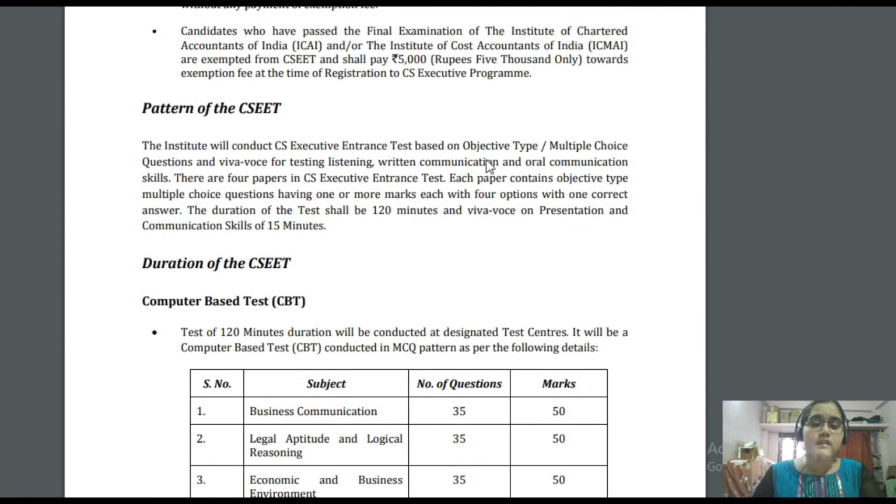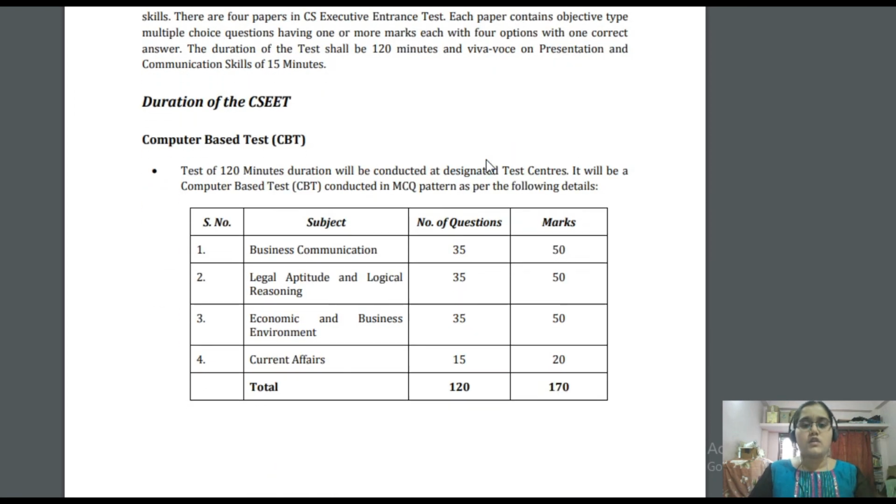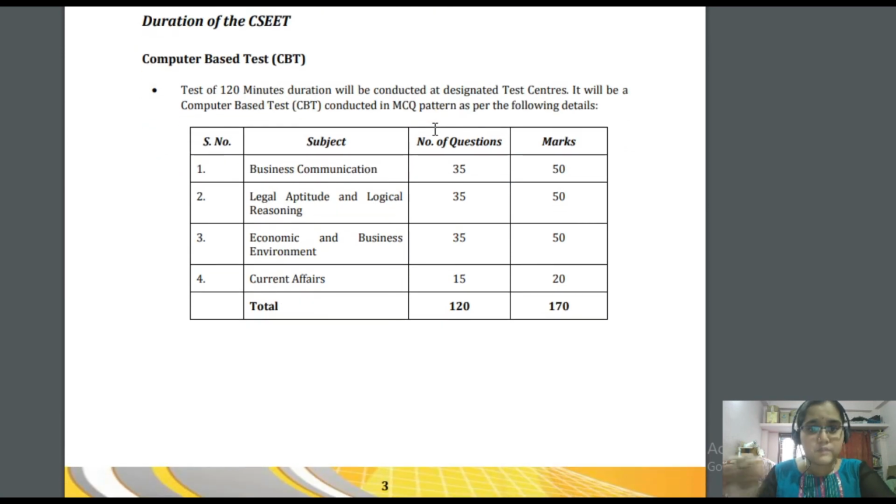Okay, and here what is the pattern of the exam? The pattern of the exam is completely objective type and computer based examination, multiple choice questions, and it is totally 120 minutes for choosing the correct answer from 4 options, and 15 minutes for the presentation and communication skills. Right, so how are the marks divided? The computer based examination of multiple choice questions is of 120 minutes and it will be conducted in separate test centers for 4 papers. That is, in one shot you will give the 4 papers examination.